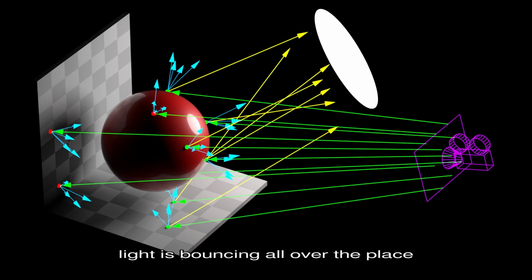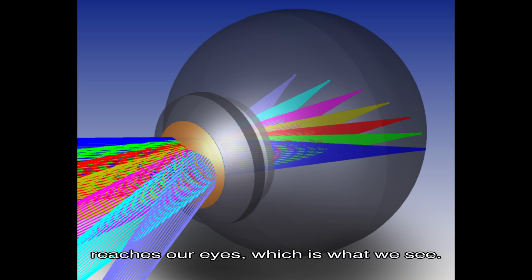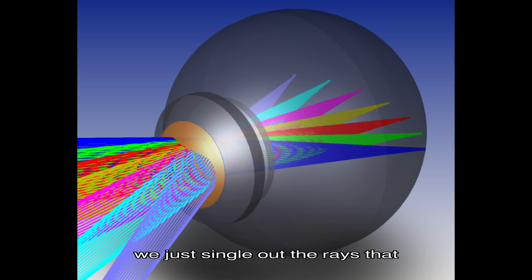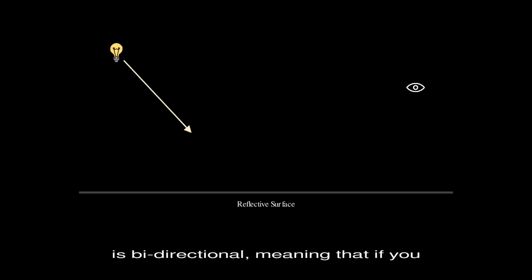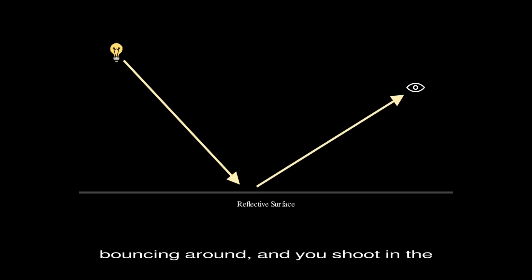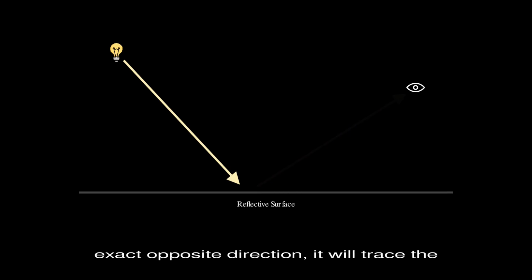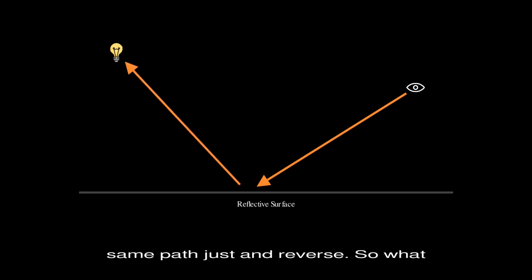Now, in real life, light is bouncing all over the place, and only a microscopic fraction of it reaches our eyes, which is what we see. So, from a computing perspective, we have all these light rays that aren't reaching our eyes, and they're a massive waste of resources. But how could we just single out the rays that reach our eyes? Well, thankfully, light is bidirectional, meaning that if you take some ray of light that's been bouncing around and you shoot it in the exact opposite direction, it will trace the same path, just in reverse.